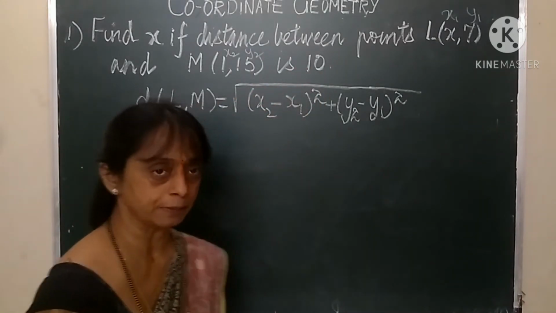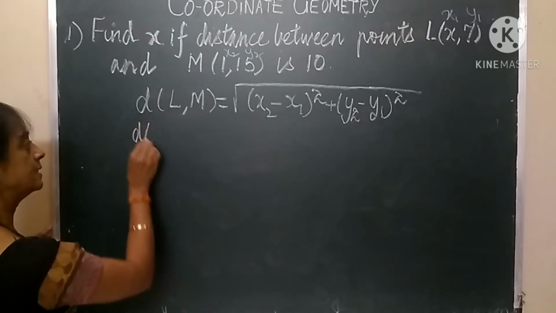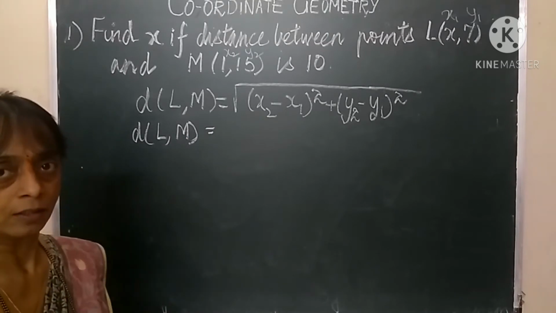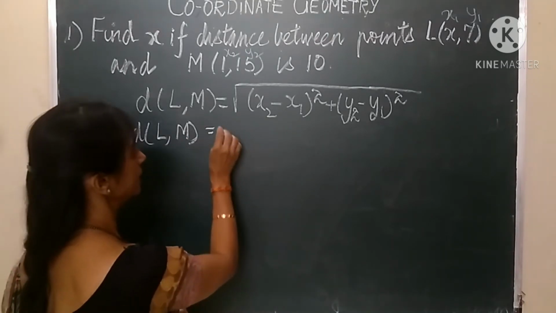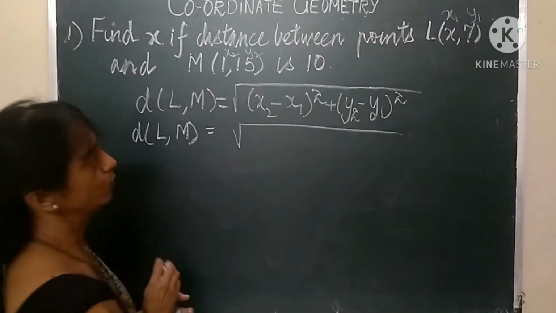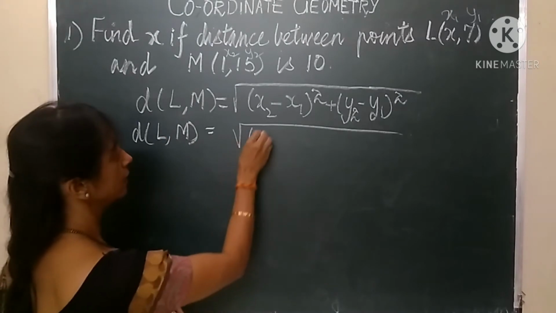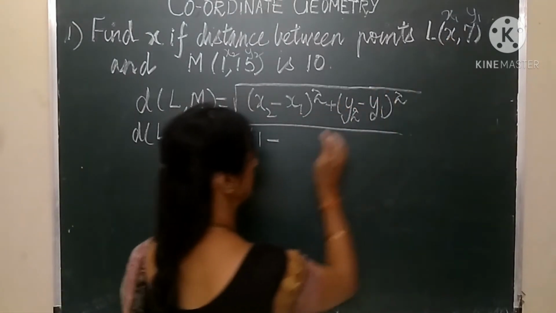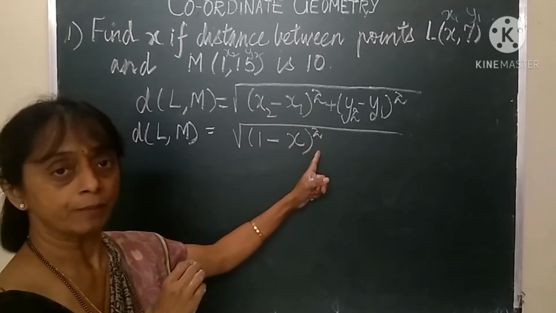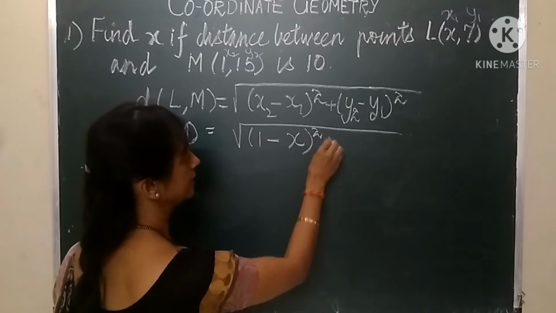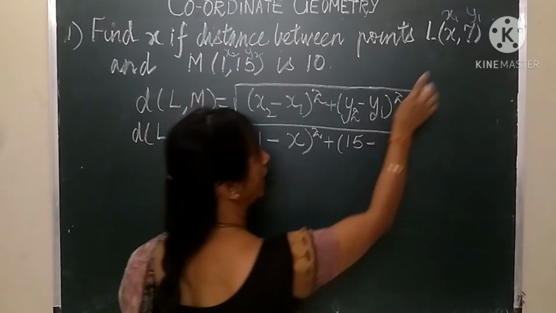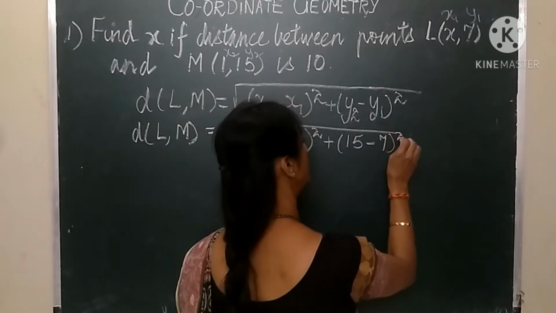So to move on with the substitution part, here we get distance LM is equal to, over here, x2. What is x2 over here? 1 minus what is x1? It is again the unknown variable x. So let's substitute by taking the square, plus y2. What is y2 over here? 15 minus y1, that is 7, the whole square.